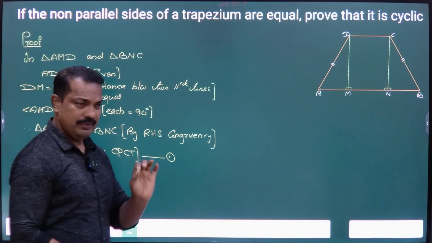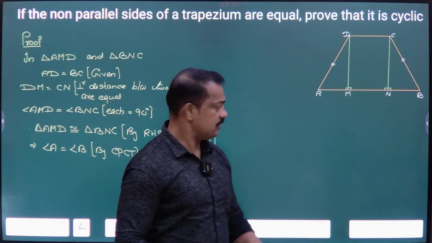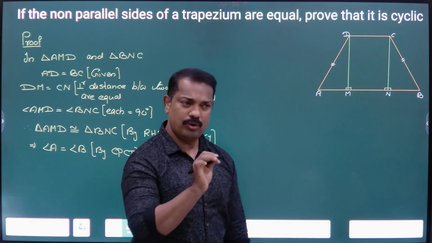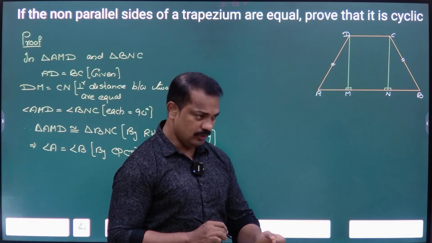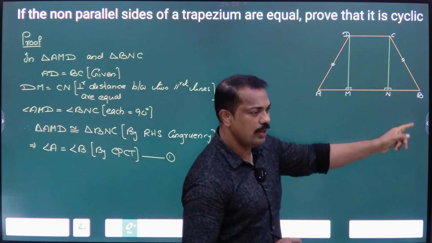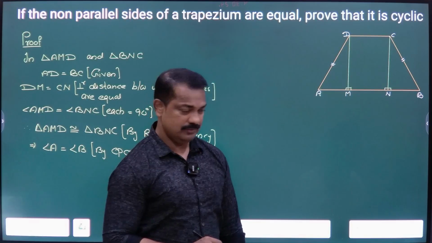Clear? First you have to prove these two triangles, triangle AMD and triangle BNC, congruent. By using RHS, we can prove these two triangles are congruent. By CPCT, we can say angle A is equal to angle B. That is equation 1.